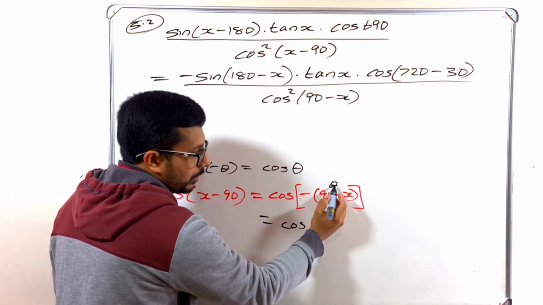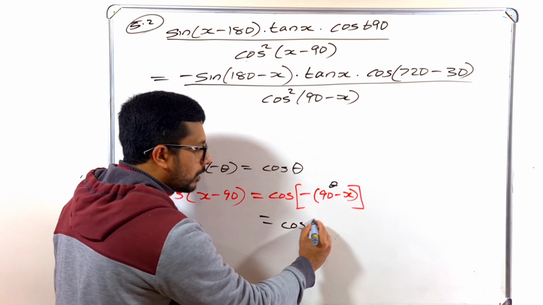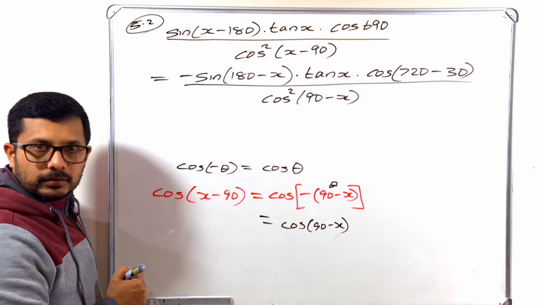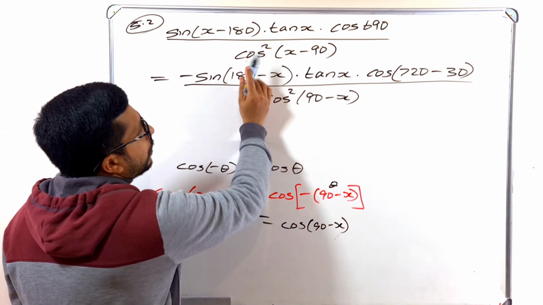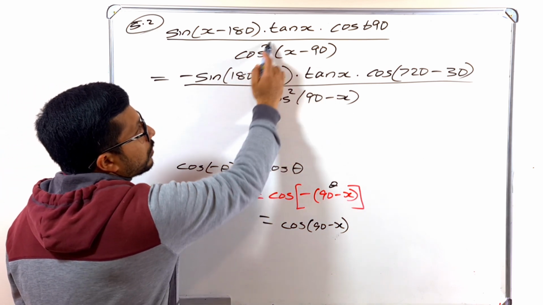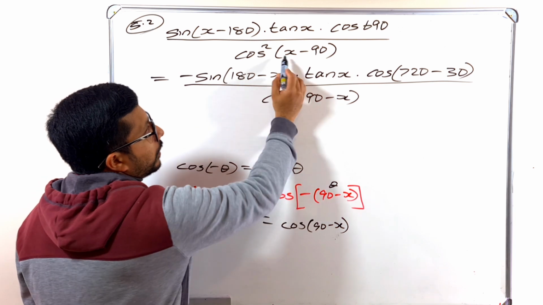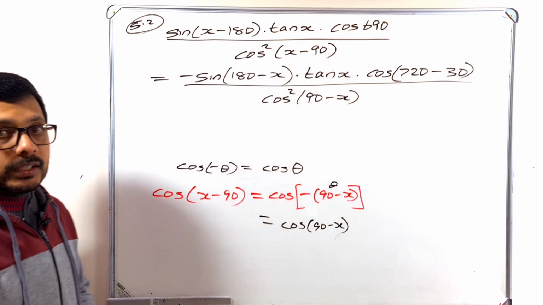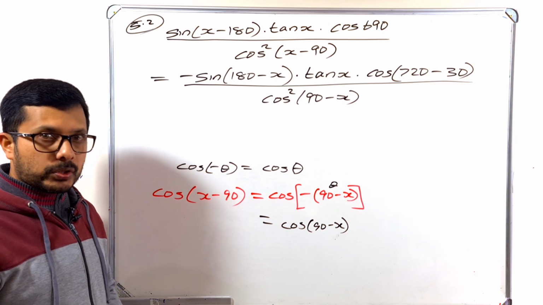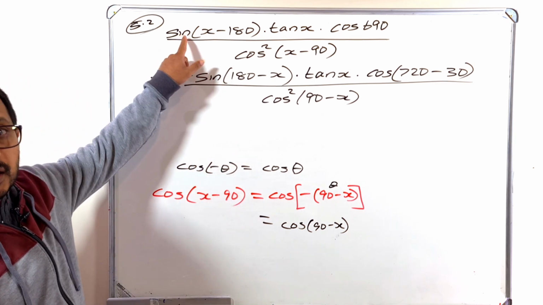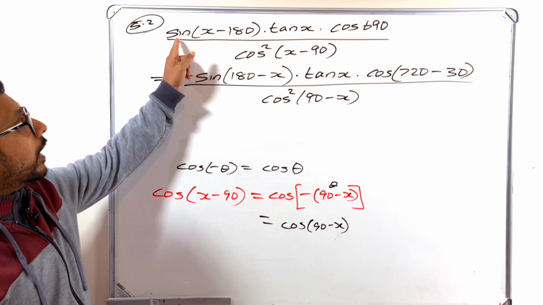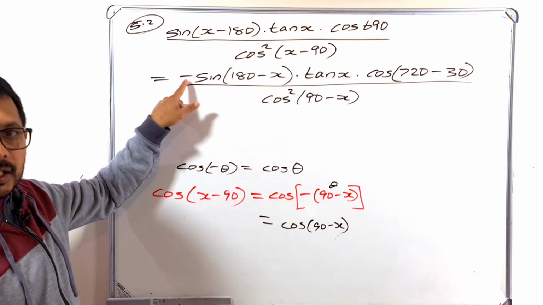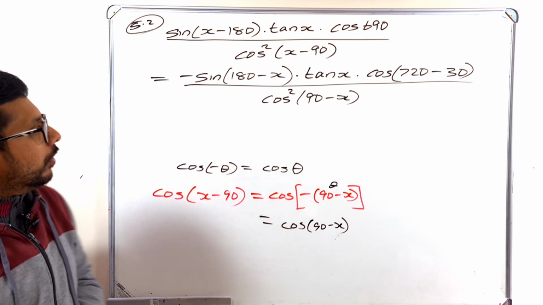So cos of, what is our theta here? 90 minus x. So 90 minus x. That is why here I wrote cos square. Here it is cos square, that's the only difference. Then x minus 90 is the same as 90 minus x. But that is only in the case of cos. But when it is in the case of sine or tan, sine of x minus 180, if you want to write it like this, you have to put this minus there. Don't forget that.